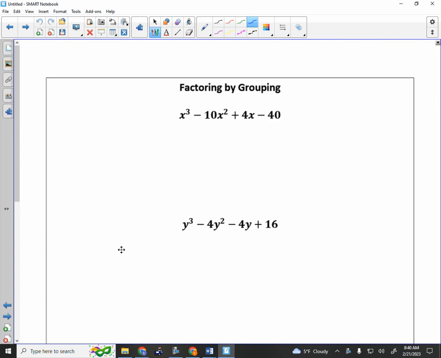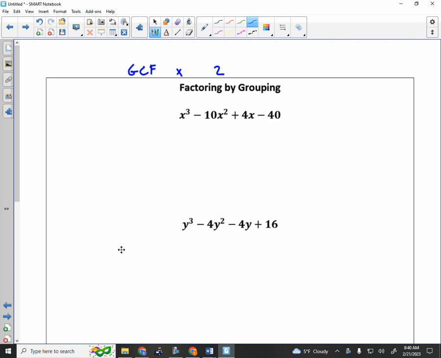What makes factoring by grouping different than the others is if you look at a greatest common factor, you might say, well, hey, I'm going to take an x out of everything. But an x doesn't come out of everything, does it? Because you got that 40. And then you might say, well, I'll take a 2 out of everything. You can take 2 out of 40, 2 out of 4, 2 out of 10, but you can't take 2 out of x cubed, can you?